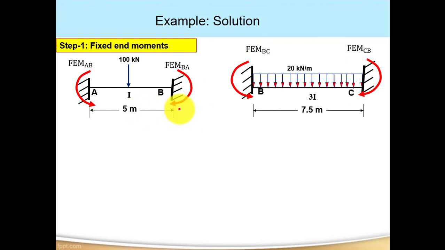Now the question is how to calculate the fixed end moment. Simply we can refer to tables. This table can be found in any structural analysis textbook at its back.